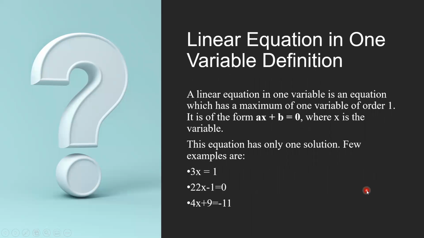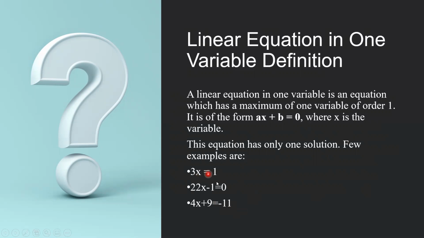A linear equation in one variable is an equation which has a maximum of one variable of order 1. It is of the form ax plus b equals 0, where x is the variable. This equation has only one solution. A few examples are like this: 3x equals 1, 22x minus 1 equals 0, 4x plus 9 equals -9.